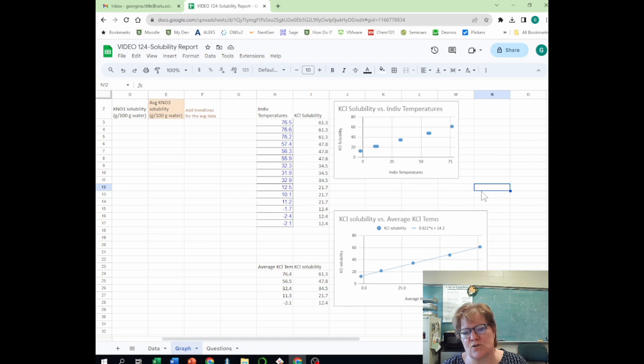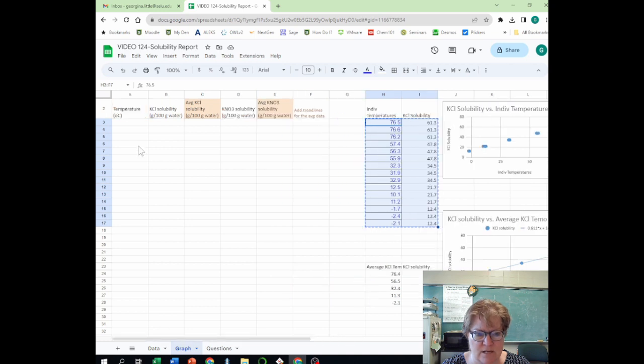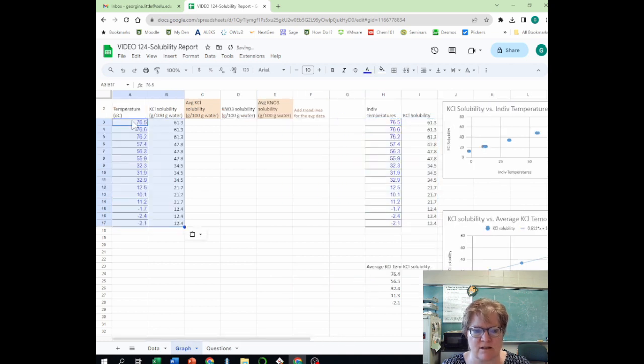Okay, so this is good, but wouldn't it be good if these were on the same graph? Note that this is my data, and I have to keep the data the same. So this isn't so bad. I'm going to take this and copy it over here to the KCl solubility temperature. And then I'm going to take this data, but here's the problem. If I put this here, I'm just going to leave a gap so I can see. Then this is like saying that it's the KCl solubility of the individual, and it's not. It's the average. So I'm just going to take this over here.